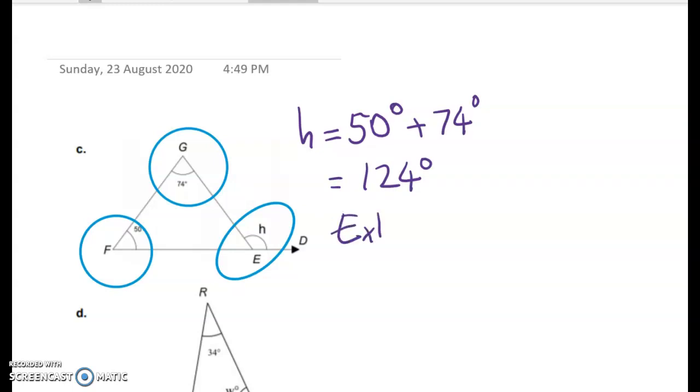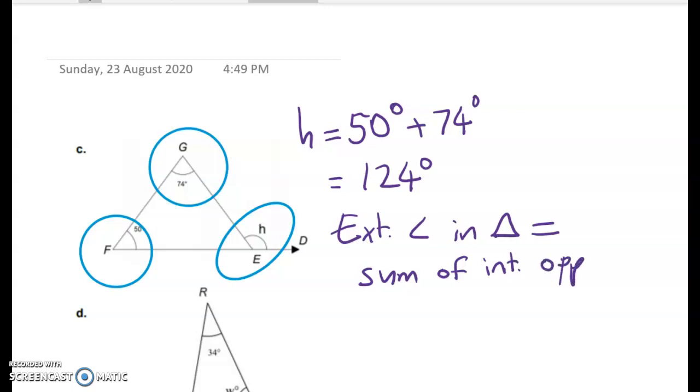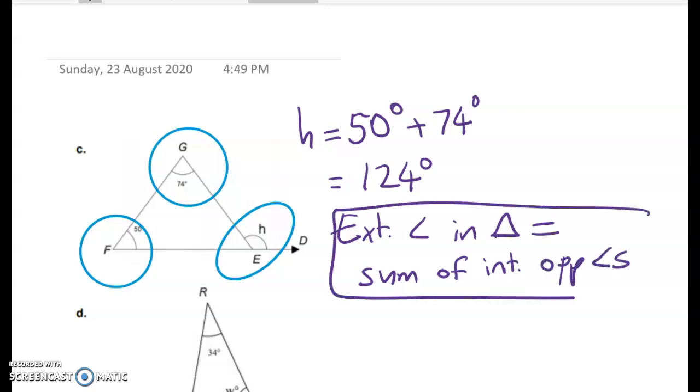And my reason here is the exterior angle, I keep saying this wrong, it's the exterior angle around a triangle is equal to the sum of the interior opposite angles. So that's one reason for that one.